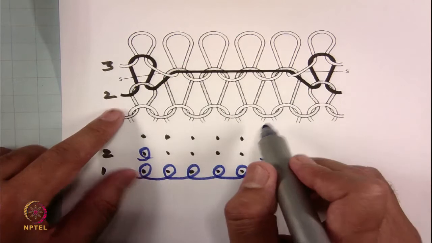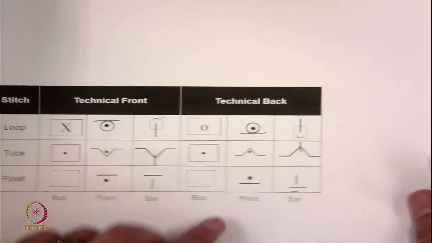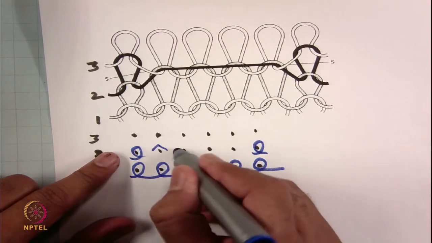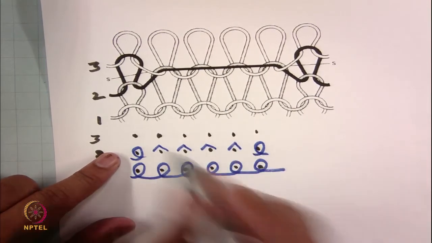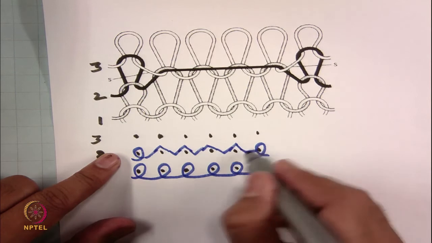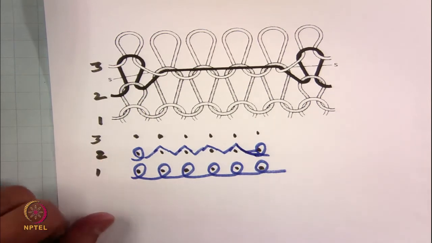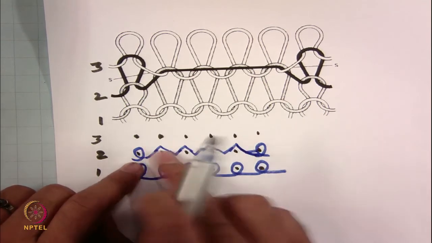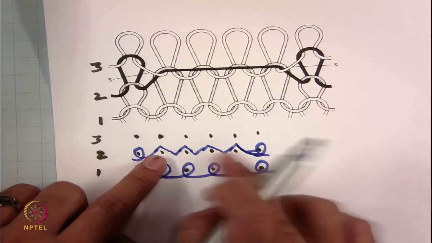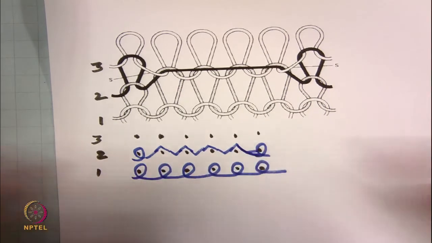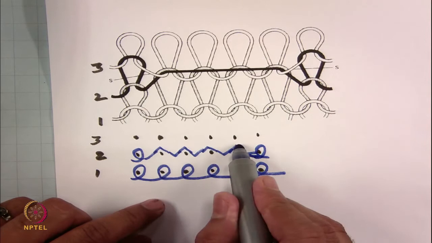So, how do we represent tuck? For representing tuck, if you remember technical backside, the tuck is represented like this. We can represent like this, and we can simply connect these loops, all tuck loops are connected. If you carefully see, all the yarns are on the technical back side of these particular needles. So, these tucks, all the yarns are on the same side. So, naturally when the fabric will relax, all these tucks will become straight.